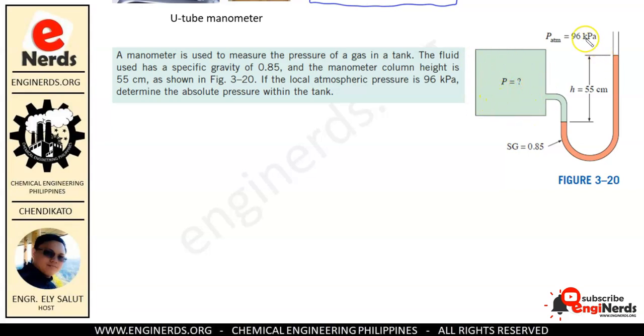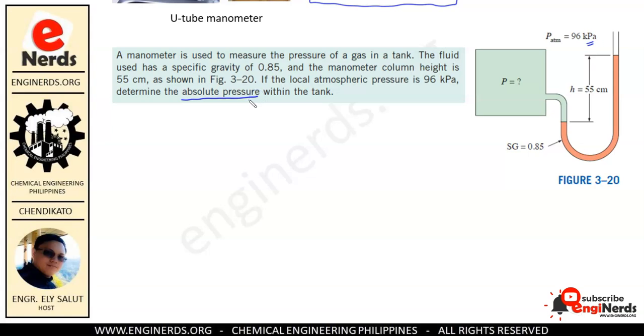Okay? So, we have an atmospheric pressure here which is 96 kPa. Okay, so yung orange color natin here represents the fluid na nasa loob ng ating manometer, which is having a specific gravity of 0.85. Okay? And the height it produced is 55 cm. So we are being asked to get the absolute pressure within the tank. Okay, so take note that ang pinahanap sa atin dito is absolute pressure.